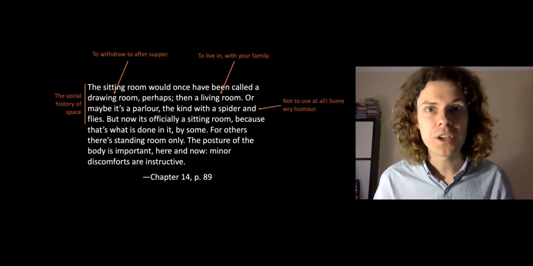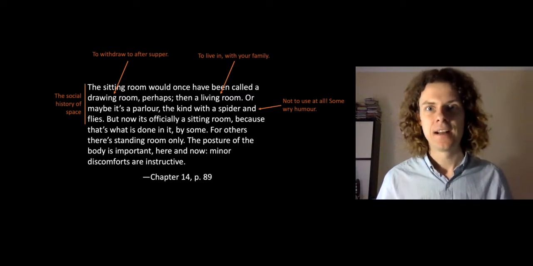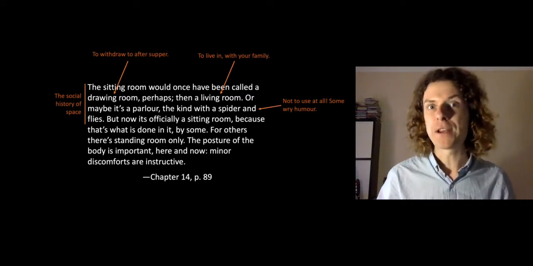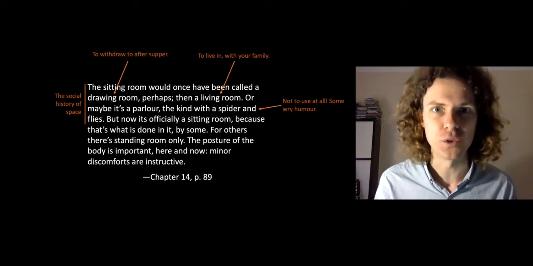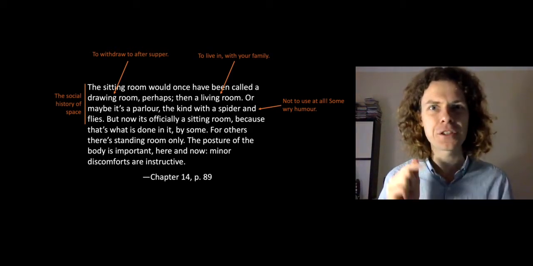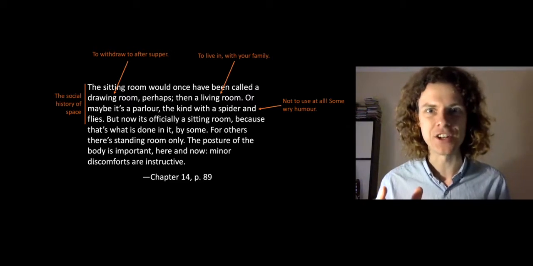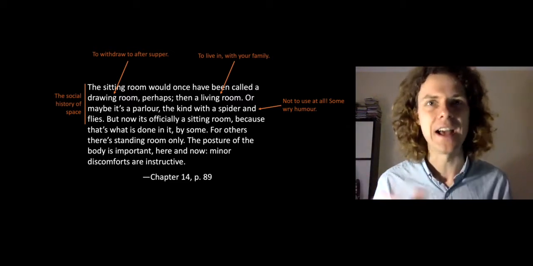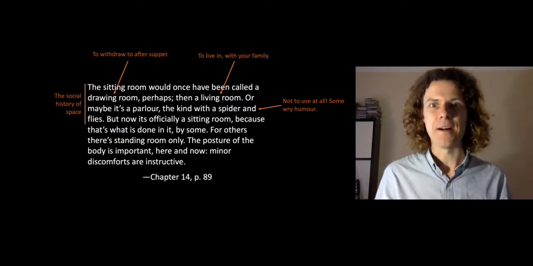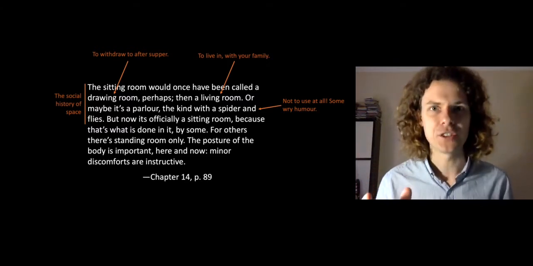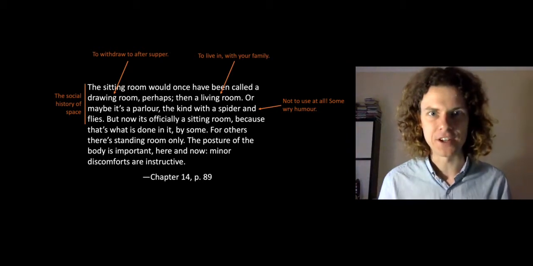Or perhaps this was a working class house that had a parlour. The parlour, the special room, it's only for special occasions. In other words, it's a room not to use at all. And Offred makes the first of several little jokes in this passage. She says the parlour might have had a spider and flies, i.e. because it was never actually used. And we'll come back to her use of humour because it's quite important in this passage.